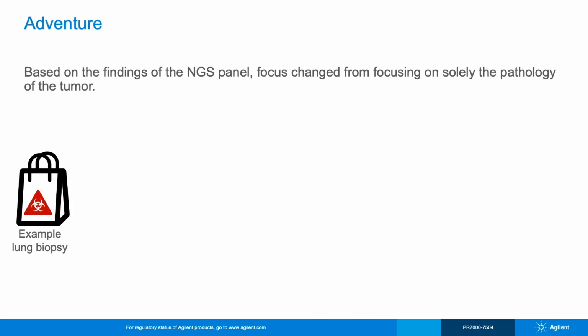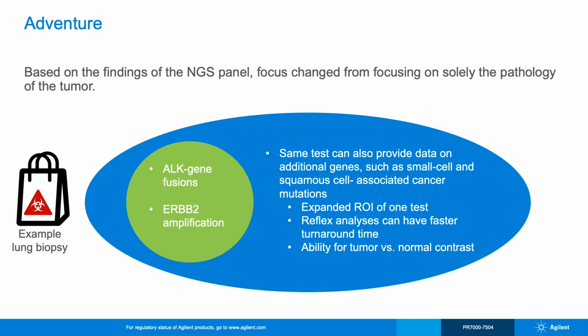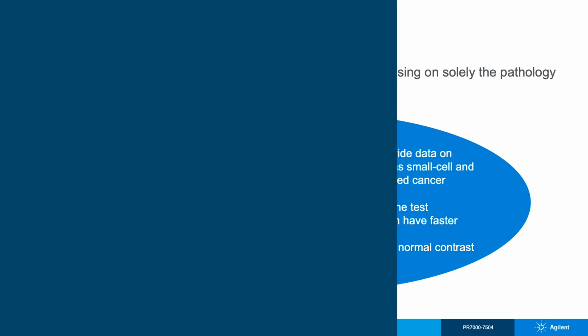Now that our lung biopsy has gone on its NGS journey, the focus has really changed from just a few variants to all of the variants that can be identified through our NGS panel. At the beginning of this sample's journey, it was positive for PD-L1 expression and was negative for all standard molecular analyses. However, a single next-generation sequencing test was able to better characterize this sample with an ALK-MYO16 rearrangement between chromosomes 2 and 13, along with an ERBB2 amplification.